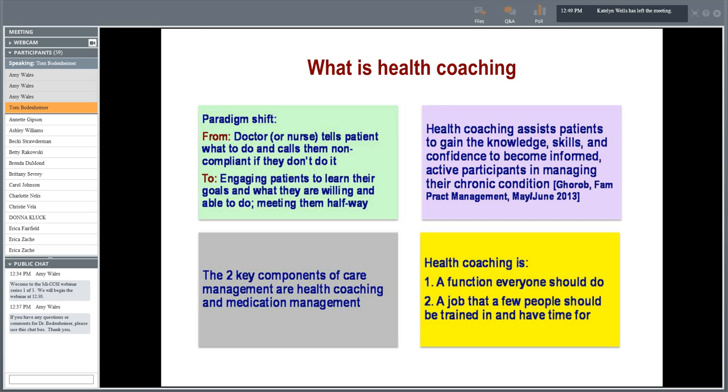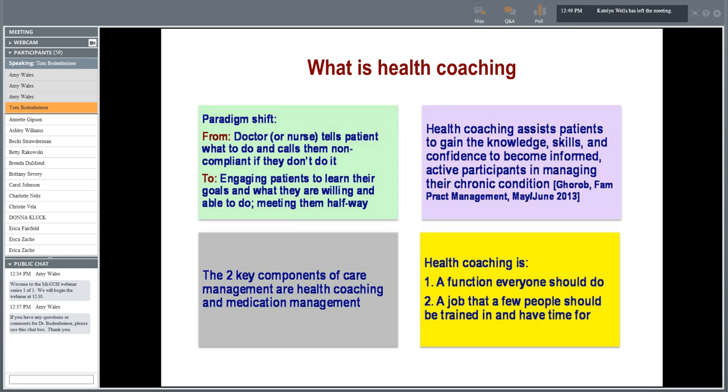Health coaching is really a paradigm shift in which you engage patients to learn their goals, find out what they're willing and able to do, and we meet them halfway. So there's no such thing as non-compliant, because the patients set their goals. Now, their goals may be different than our goals. Our goal may be a hemoglobin A1C of 7 or a BMI of 22. Their goals may be quite different.